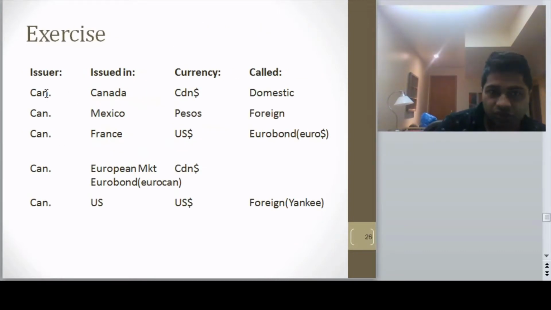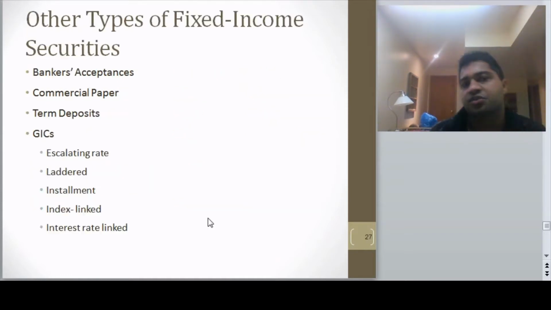So the issuer is Canadian, issues in Canada, in Canadian currency: domestic. The issuer is Canadian, issues in Mexico, but in Mexican pesos. So two are checkmarks, foreign bond. The issuer is Canadian, issues in France, but in US dollars: eurobond. Canada, European markets, Canadian currency: eurobond. Canada, US currency: foreign bond. So if two match, it becomes foreign. If all three are different, it becomes a eurobond. And if all three are the same, it becomes a domestic issue.